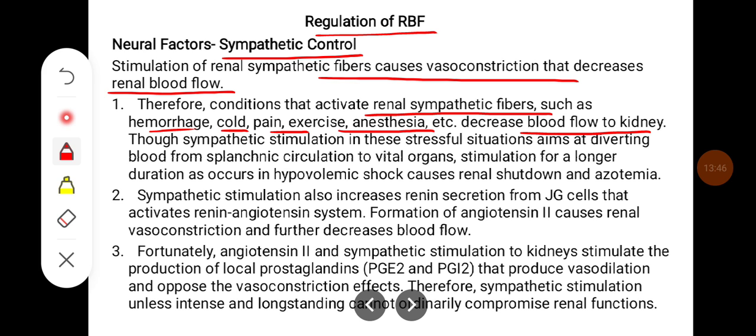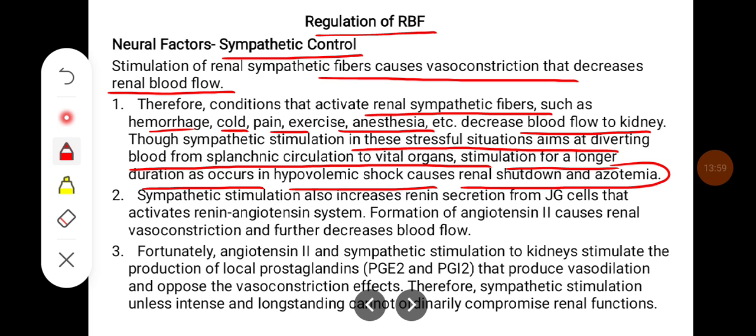Though sympathetic stimulation in these stressful situations aims at diverting blood from the splanchnic circulation to the vital organs, stimulation for a longer duration, as occurs in hypovolemic shock, causes renal shutdown and azotemia. Sympathetic stimulation also increases renin secretion from JG cells and that activates the renin-angiotensin system. Formation of angiotensin II causes renal vasoconstriction and further decreases blood flow.